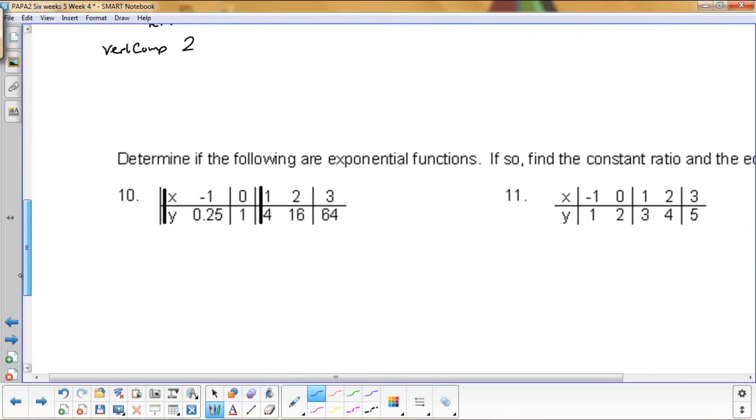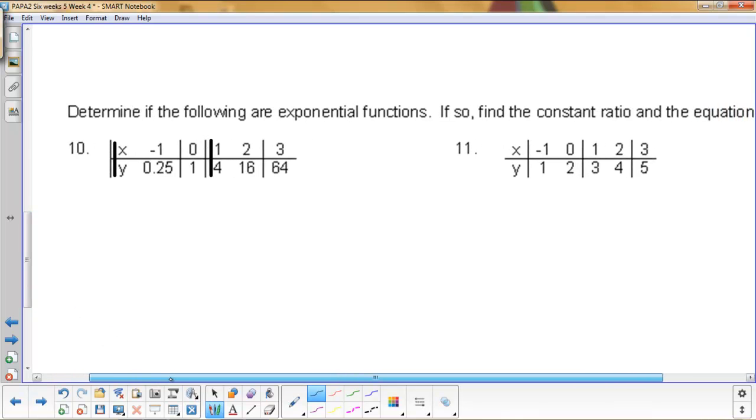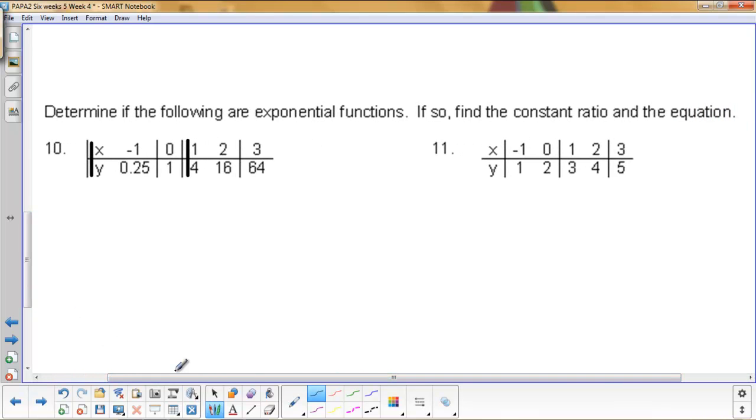Question number 10 and question number 11 brings back some old memories, way back in Algebra 1 when we were talking about how to determine your values. So what we'll do here is we'll look carefully at the change in x. The change in x is +1 every time. That's a very important thing to understand. If it is not a constant change, we have to do some work to create that constant change before we can actually do what we're going to do here.